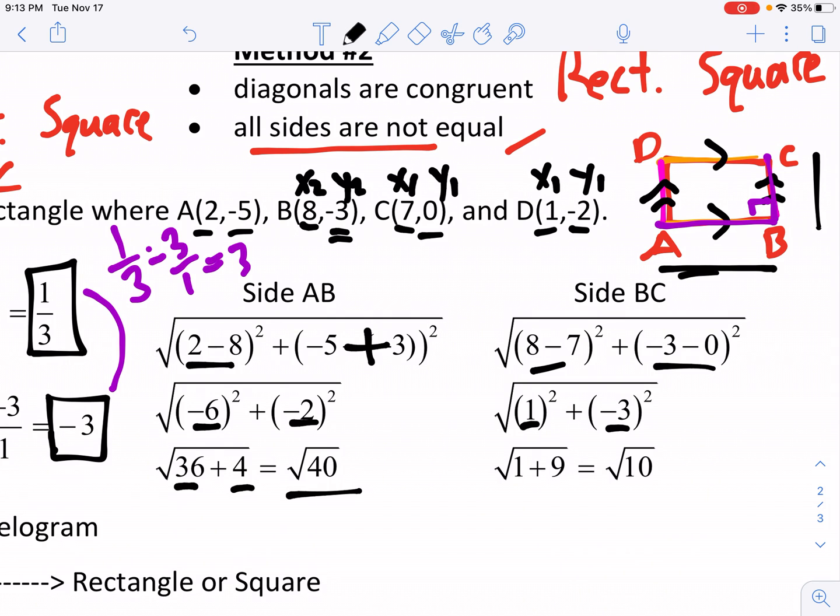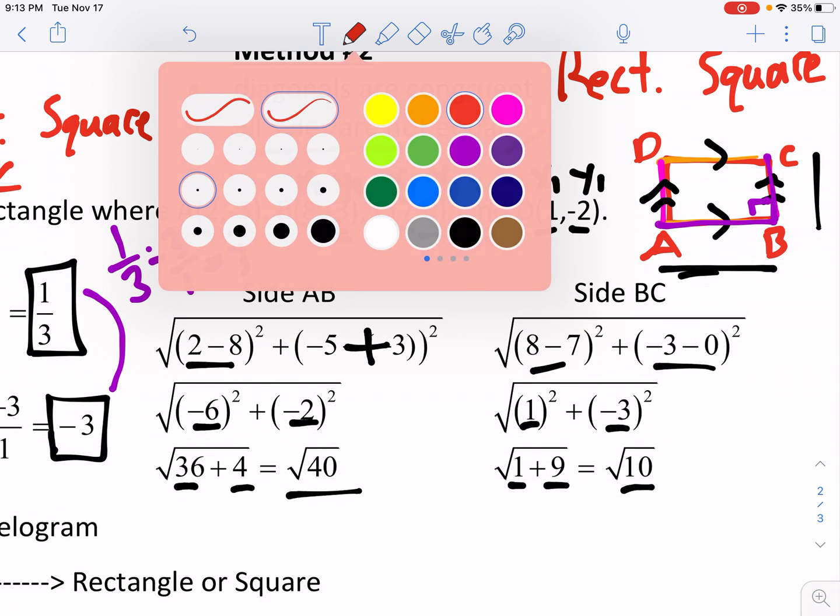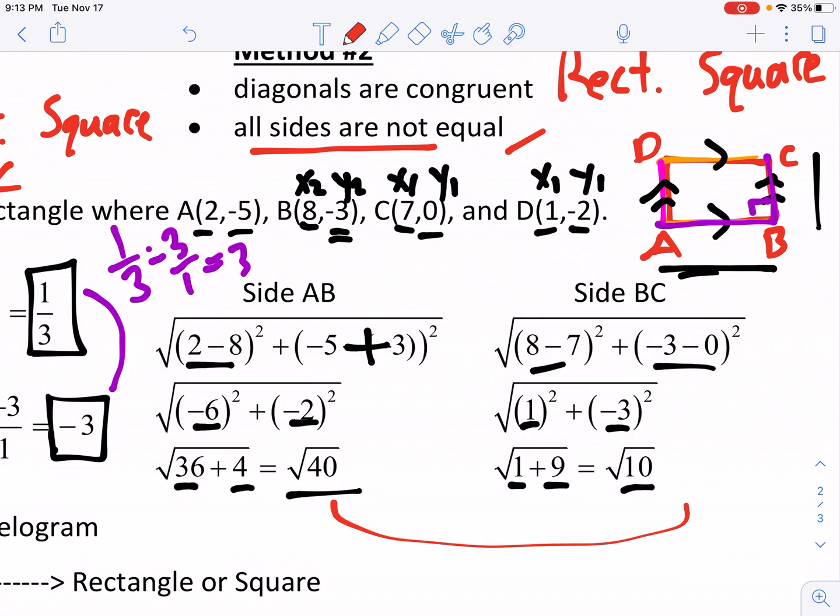Squaring both of those, 1 squared is 1. Negative 3 times a negative 3 is 9. 1 plus 9 is 10, so we get the square root of 10. Now check both of those. Are these the same? No.